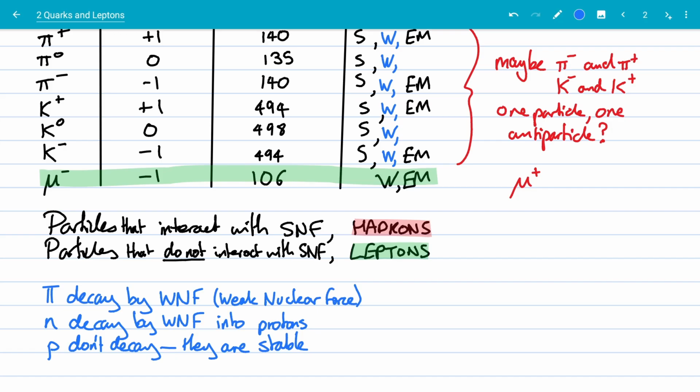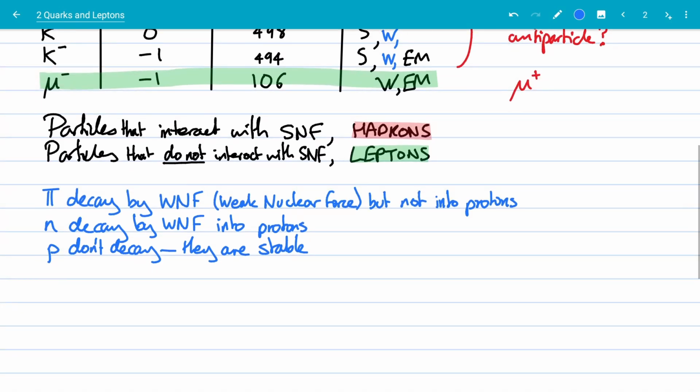They don't decay into protons. So I'm going to put this down. Pions decay by the weak nuclear force, but not into protons. Then we've also got the kaons, and they decay by the weak nuclear force, but not into protons.